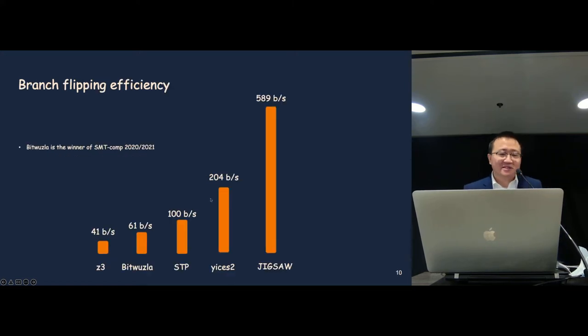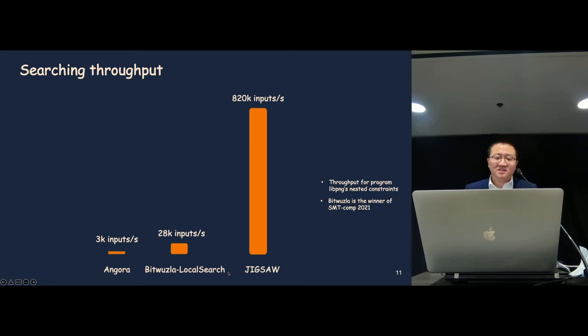So let's talk about the results. First of all, the first result I want to show is about branch flipping rate. We collected about 10 million path constraints from 14 real-world programs and asked each solver to solve them. The results show that Jigsaw can solve branches much faster than existing tools. Our comparison targets included Z3, the most popular and widely used SMT solver, Bitwuzla, which is the winner in the SMT competition 2020 and 2021, and we have STP and Z3 in our comparison targets.